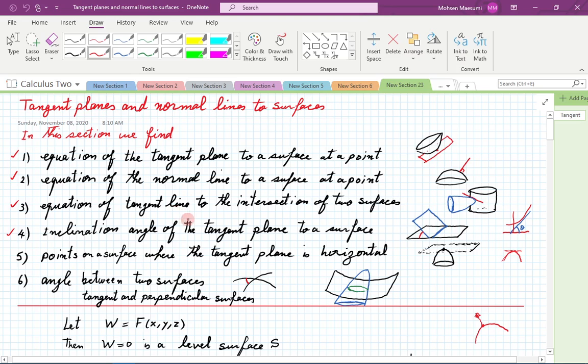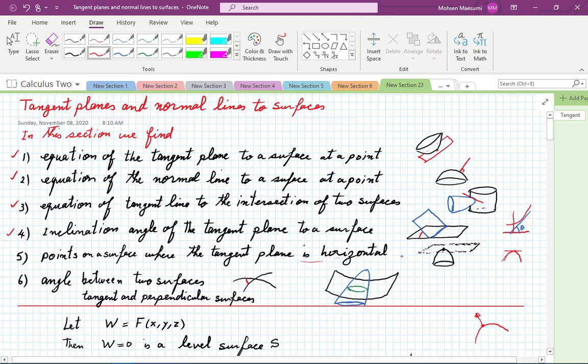equation of tangent line to the intersection of two surfaces, finding inclination angle of tangent plane, about which I'm going to add an additional formula today. And then two major items for today: finding points on a surface where the tangent plane is horizontal. Okay, we said this is a standard topic we had in Calculus 1, where you were finding the high and low points of a function at which the tangent line is horizontal. Now we are going after tangent plane being horizontal.